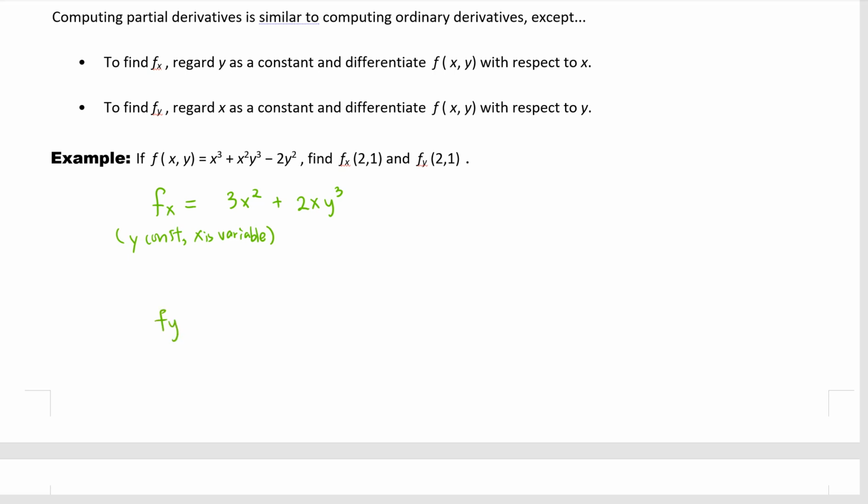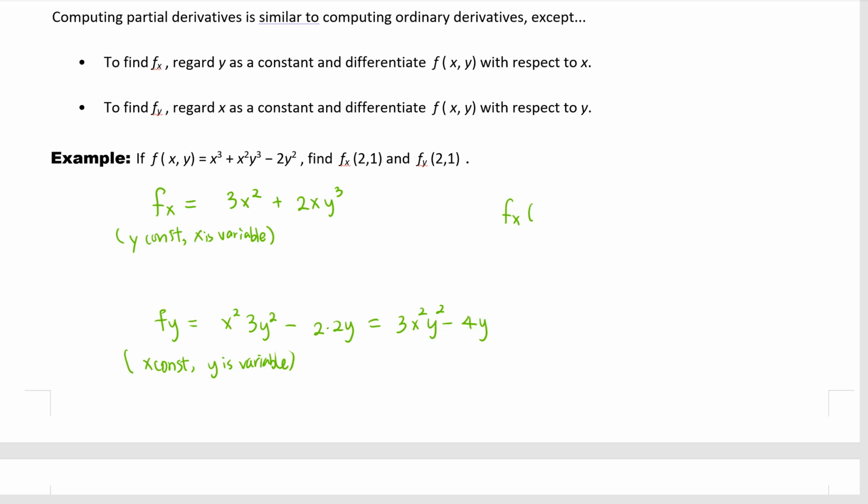Okay, for partial f, partial y, we view x as a constant and we consider y as the variable. So x cubed is a constant, the derivative is 0. x squared is a constant, so just a constant multiple, just leave it there. And then y cubed derivative is 3y squared. And then the 2 stays here, derivative of y squared is 2y. So this is 3x squared y squared minus 4y.